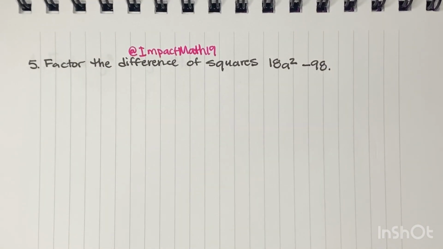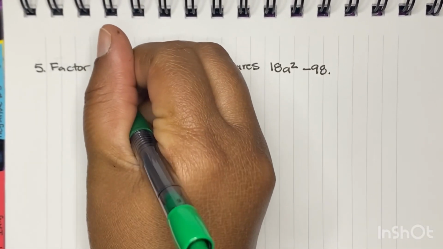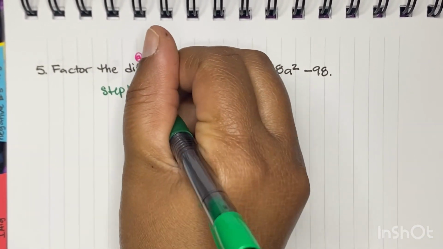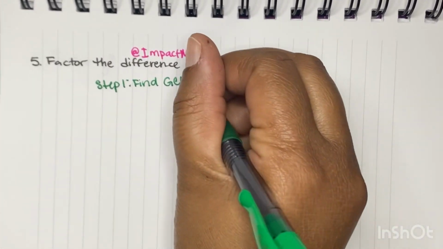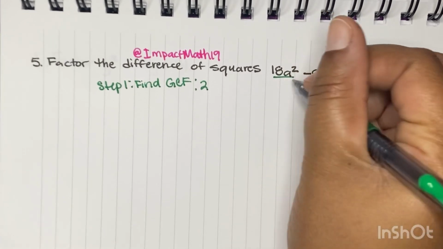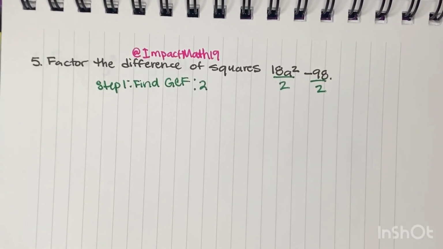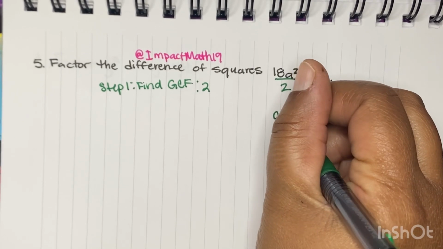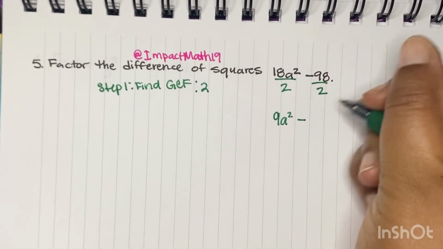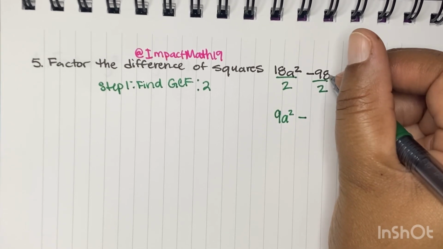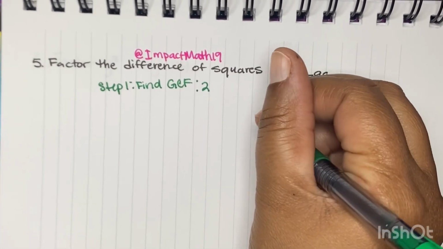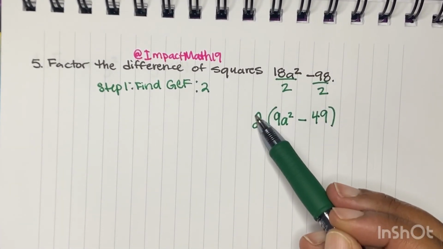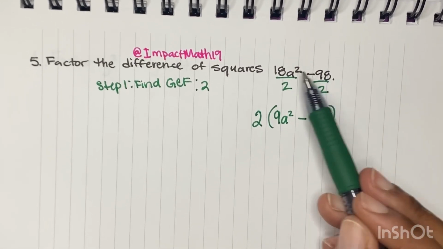Okay, number 5, factor the difference of squares. So hopefully you started with your step 1 to check to find the GCF, okay? So our GCF is 2. So we're going to divide this by 2 and we're going to divide this by 2. So we're going to get 9a squared minus half of 98 is 49, okay? I'm going to put that parenthesis around it and put my 2 on the outside. I should be able to multiply this back in here and make sure I get that.